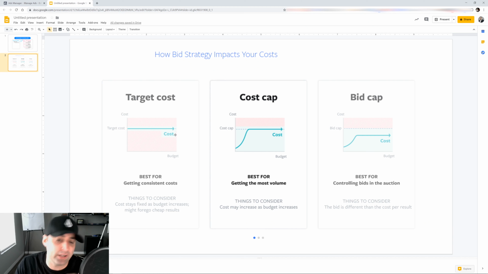It's best for getting consistent costs. You're going to know what your costs are going to be. So this is when you already have a pretty good idea of what your costs are and you're willing to pay that up and down 10%, okay?